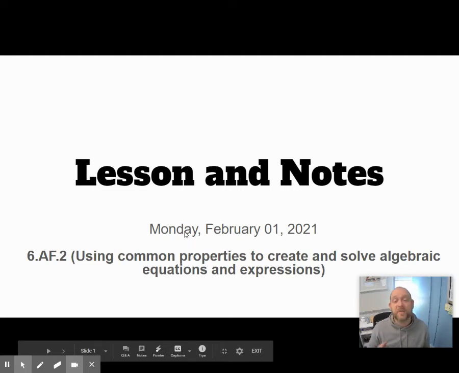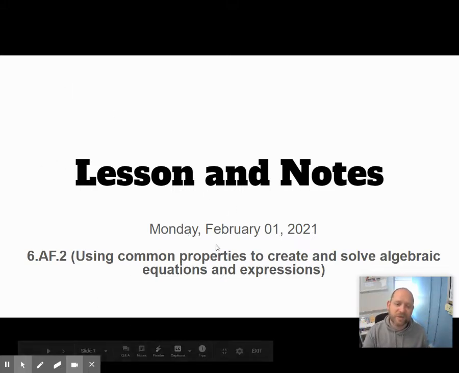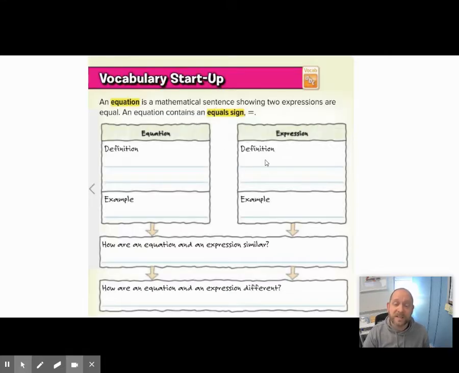We are moving on into Chapter 7 of our textbook, and we are going to be focusing on the skill 6.af.2, which is using common properties of mathematics to create and solve algebraic equations and expressions. So, first thing there, we need to get some vocab down. Now, these should be kind of reviewed because you should have already added a couple of these terms to your notes for today in your vocabulary section, and we actually looked at some of these last week as well.